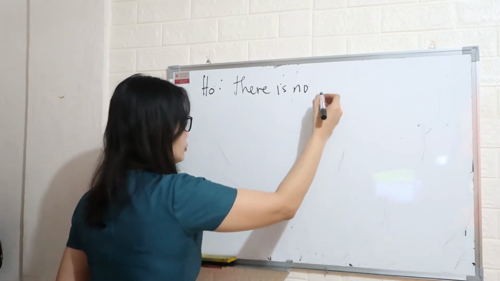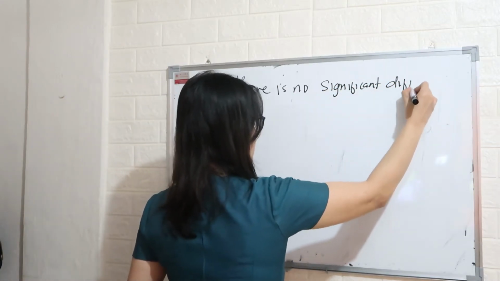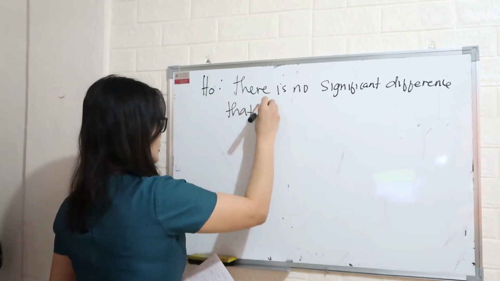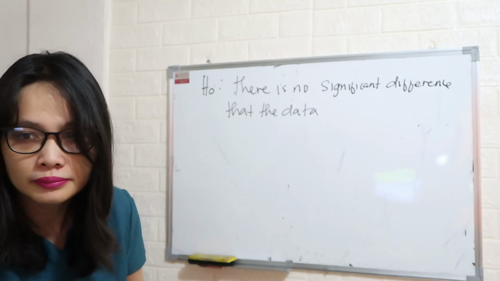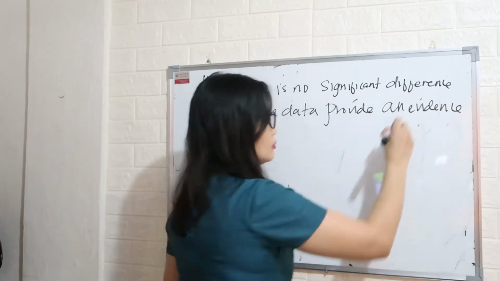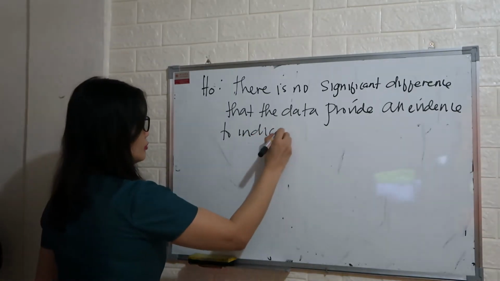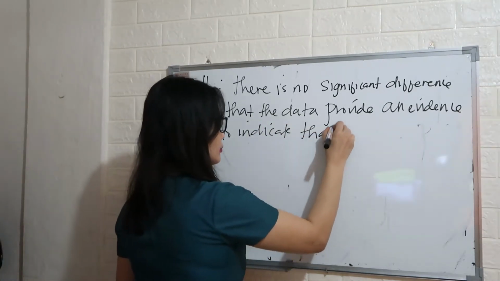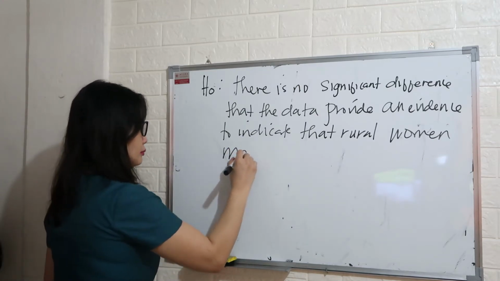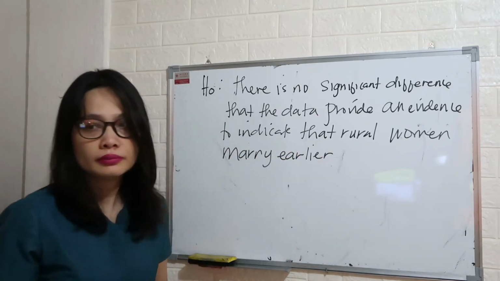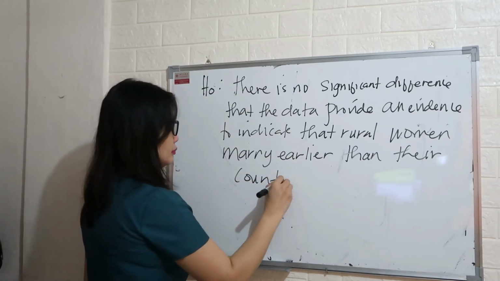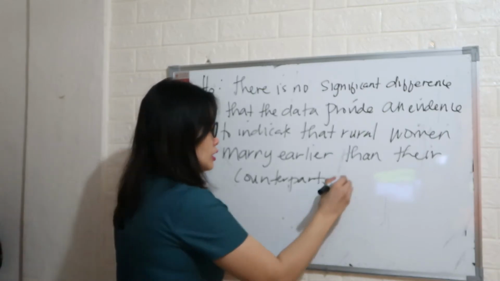there is no significant difference. The data provide an evidence to indicate that the rural women marry earlier than their counterparts in the urban areas.